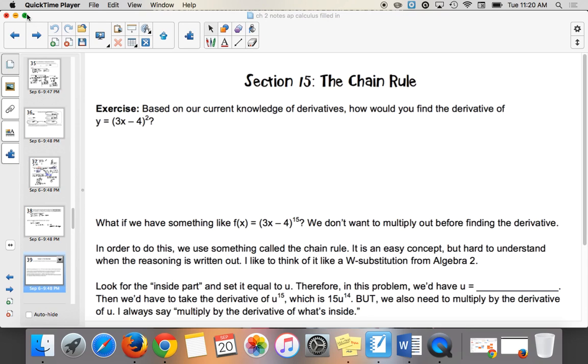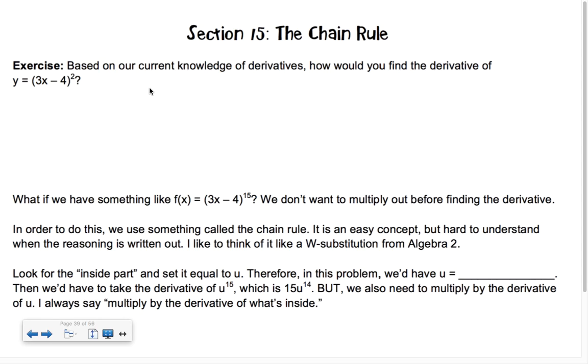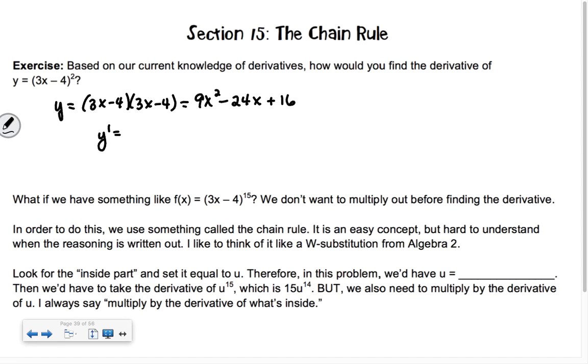So it says, based on our current knowledge of derivatives, how would you find the derivative of something like y equals (3x minus 2) squared? So right now, what we would do is we would FOIL it out, right? So we would say, okay, well, y is going to be (3x minus 4) times itself, which ends up giving us 9x squared minus 12x, so minus 24x plus 16. And then when we take the derivative, we would end up getting 18x minus 24.